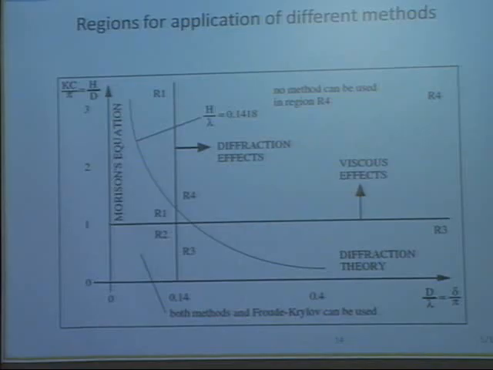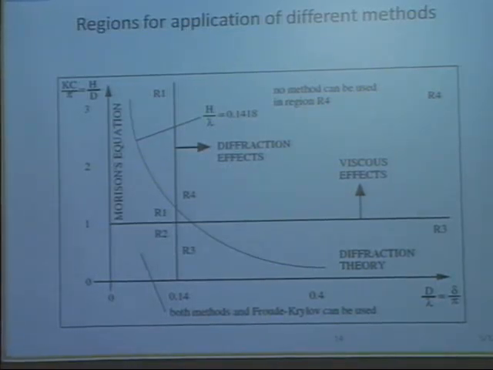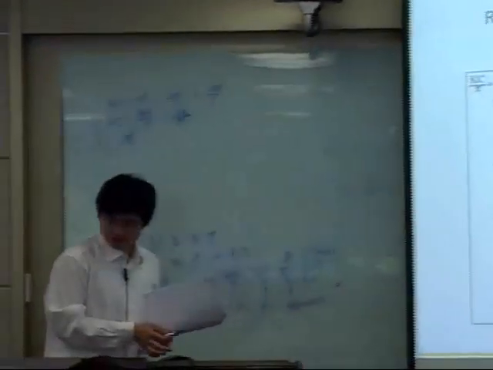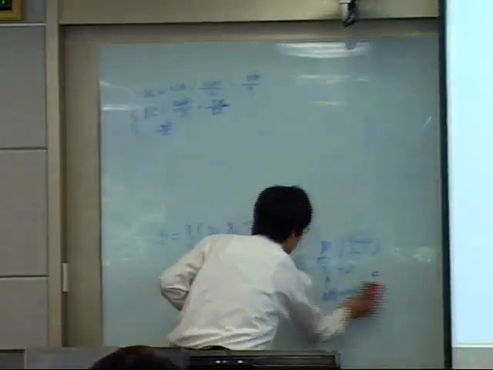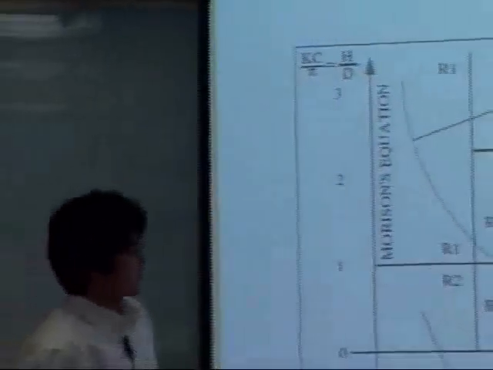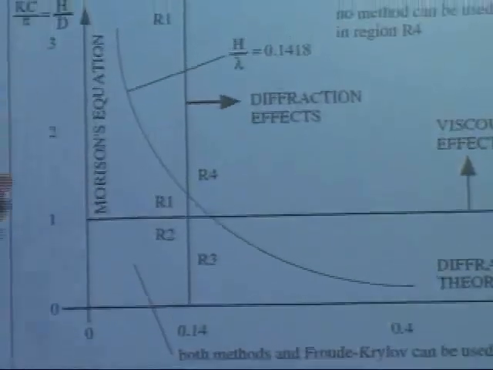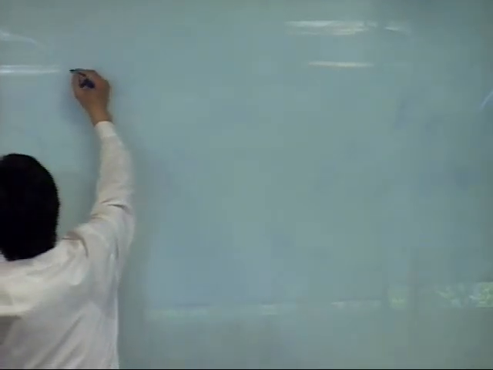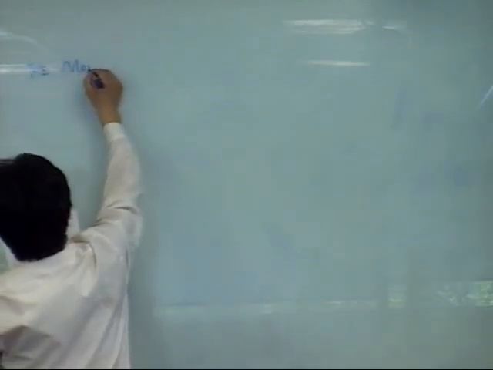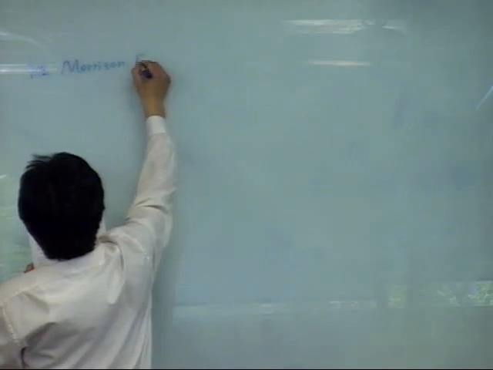I'm going to use about 10 minutes to introduce to you the Morrison equation. When we talk about the Morrison equation, we should know that it applies in this region, meaning small diffraction number and large KC number. The assumption of the Morrison equation.